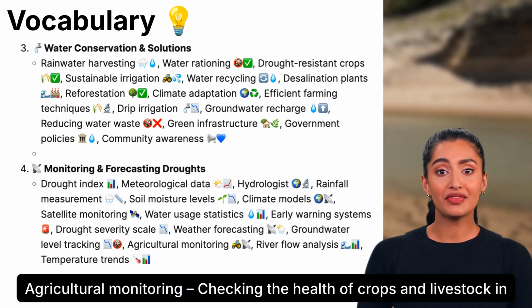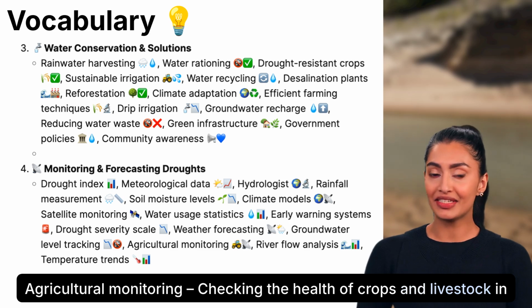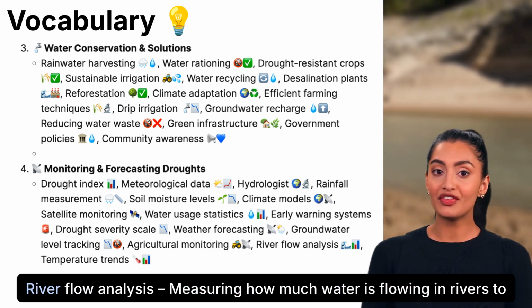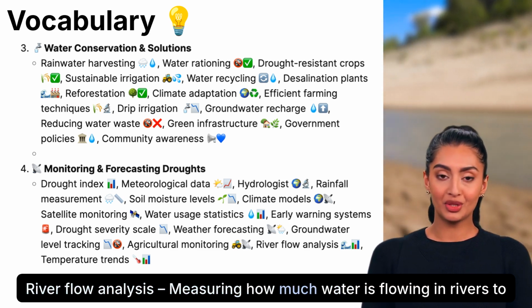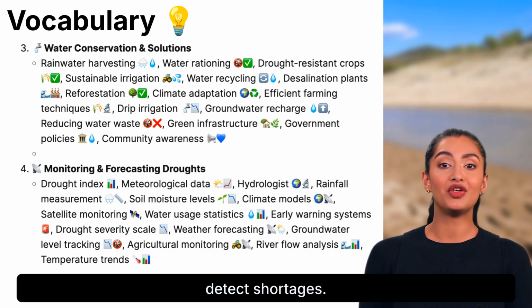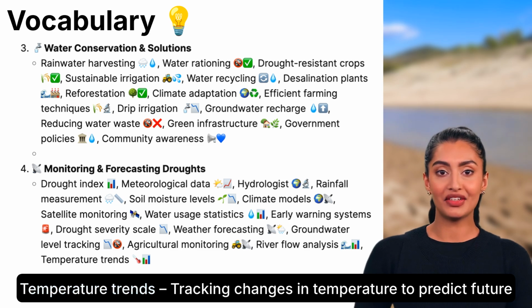Agricultural monitoring, checking the health of crops and livestock in drought-prone areas. River flow analysis, measuring how much water is flowing in rivers to detect shortages. Temperature trends, tracking changes in temperature to predict future droughts.